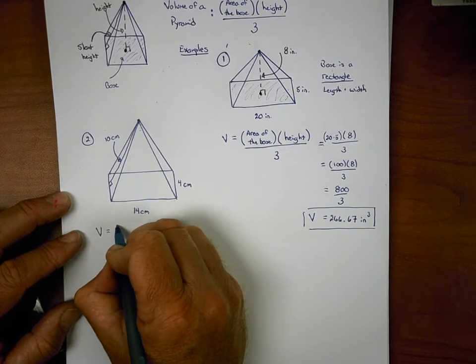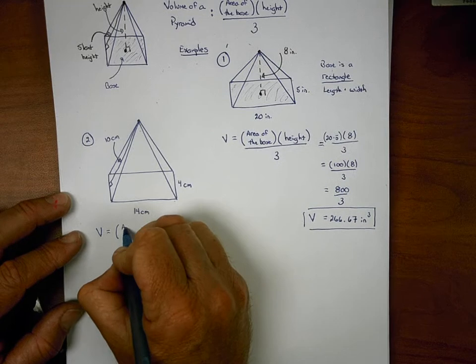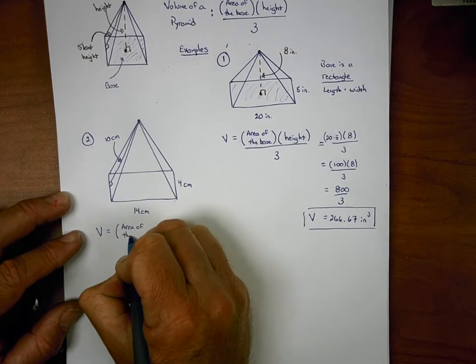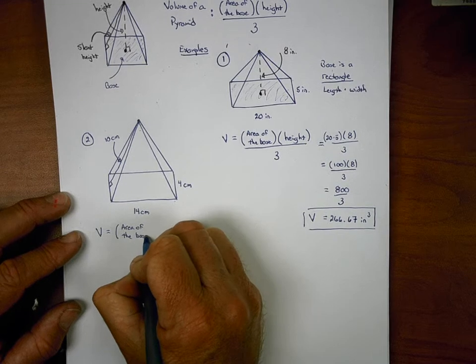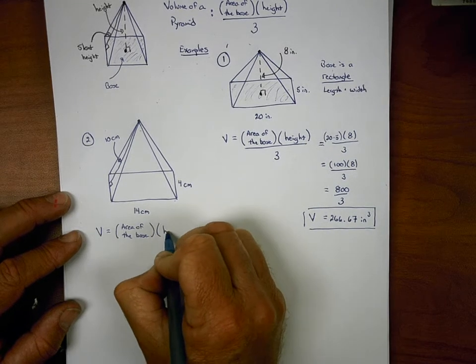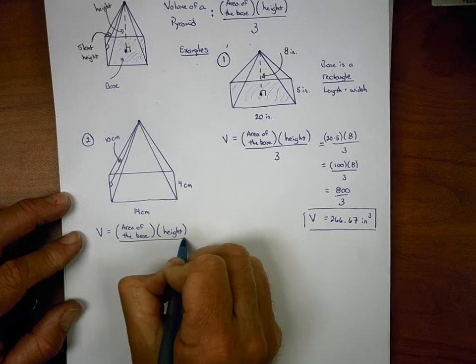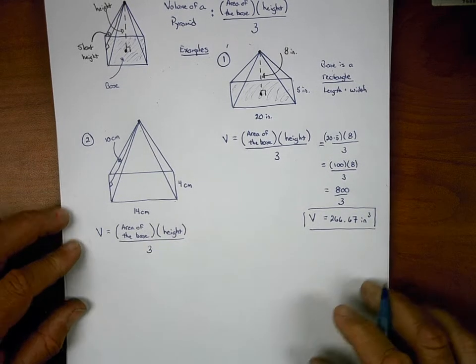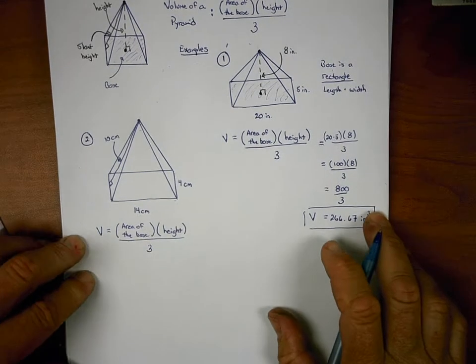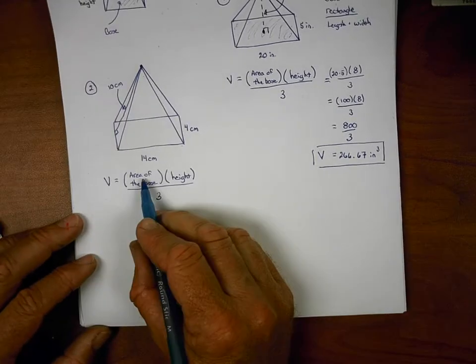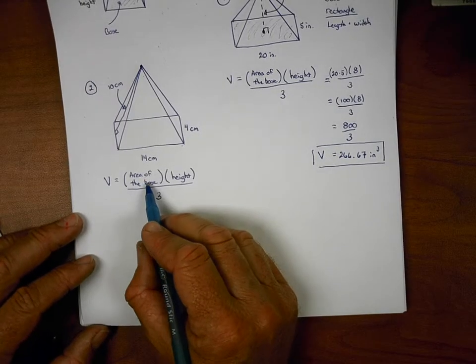Okay. So now I want to find the volume. Remember, the formula for volume of a pyramid is you find the area of the base, then you multiply the area of the base times the height of the pyramid, and then you divide by 3. So it's area of the base times the height divided by 3, and that's how we find volume of a pyramid.